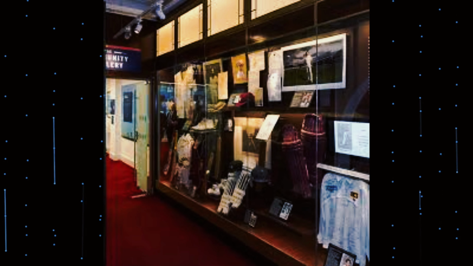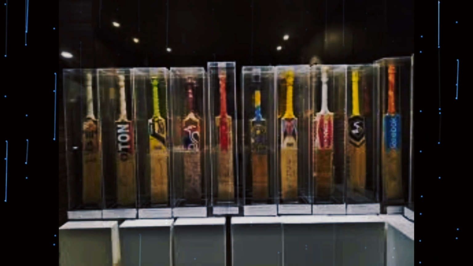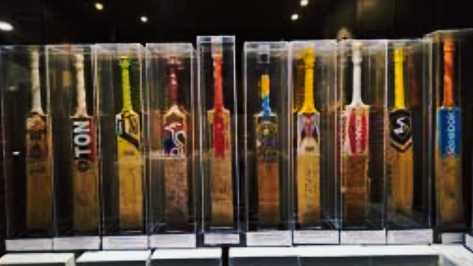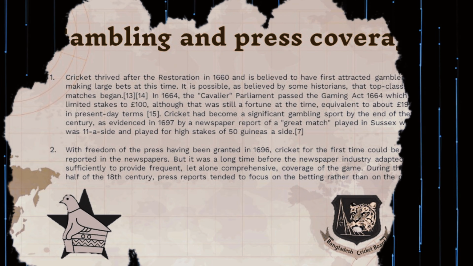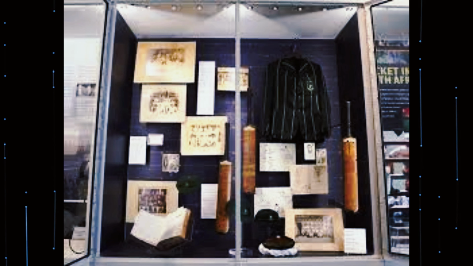The late 17th century brought another pivotal moment: press freedom. Cricket gained attention in newspapers for the first time, but reports predominantly highlighted wagers rather than gameplay. In the 18th century, as cricket matured, the press started shaping its narrative, though early coverage mirrored the era's penchant for betting over sport. This interplay between cricket, media, and society marked the beginning of cricket's enduring legacy in history.